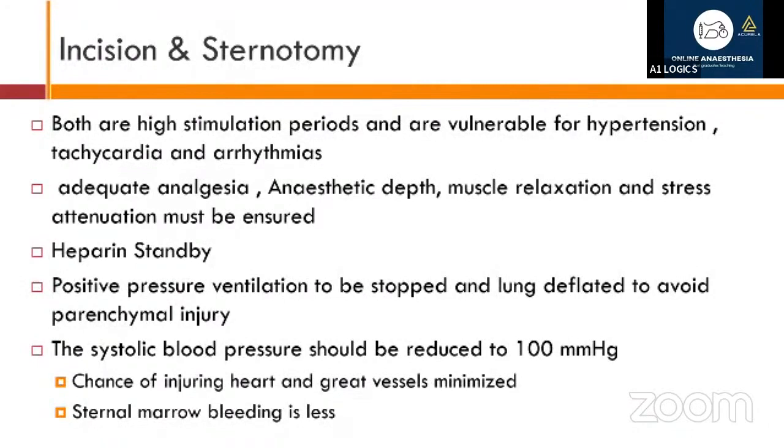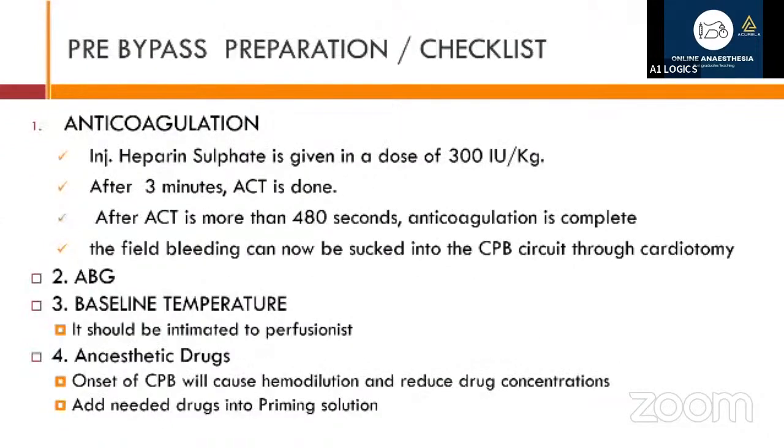Positive pressure ventilation should always be stopped and the lung deflated to avoid parenchymal injury. During this time, the blood pressure should be 100 millimeters of mercury or less, because if you do so, the chance of injuring the heart and great vessels is greatly reduced, and the sternal bleeding, that is the marrow bleeding, will also be less when you keep the BP under control.